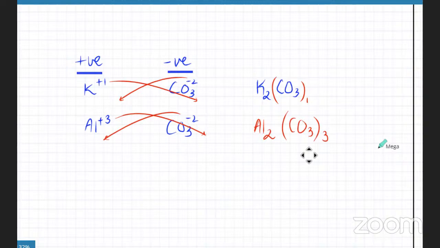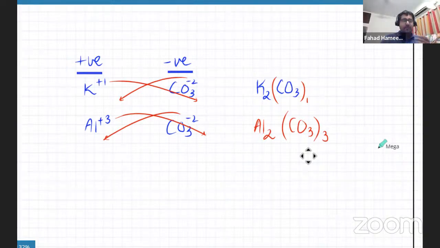Yes. So just remember, be careful with polyatomic ions. Like if you want to make it twice or if you want to make it thrice, put a bracket around it and then do that. So let's say I have ammonium sulfate. What is the formula of ammonium sulfate?